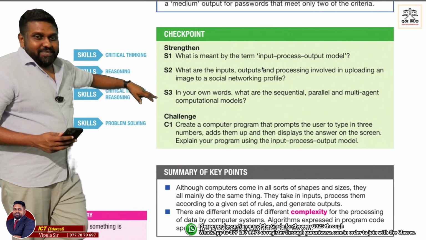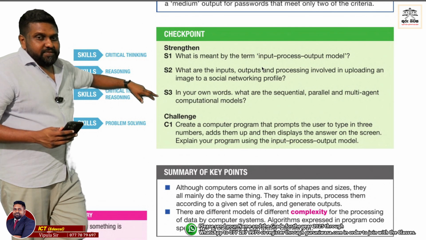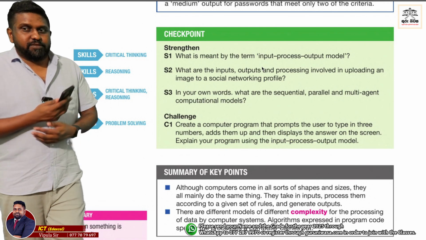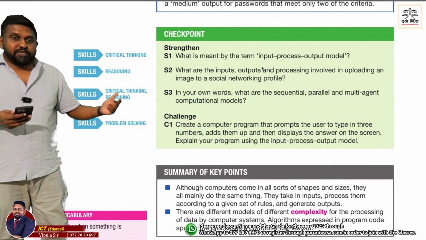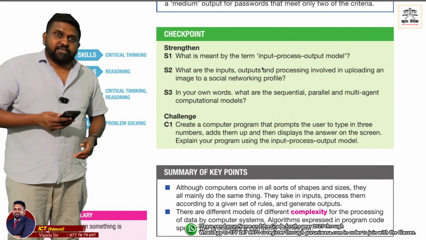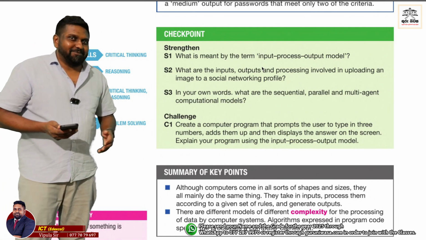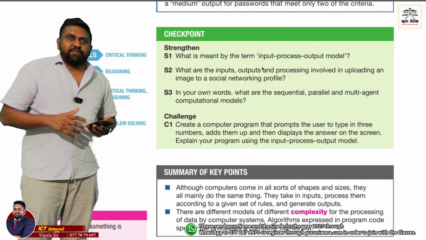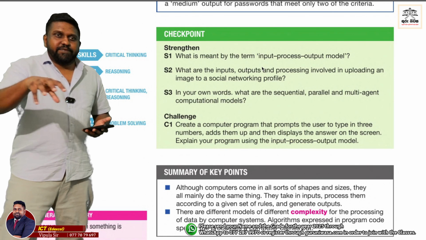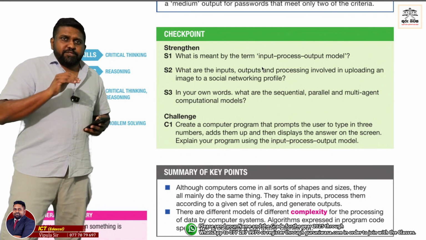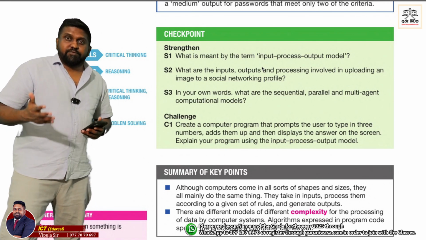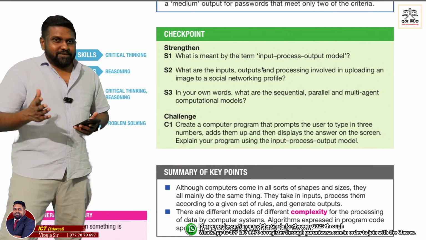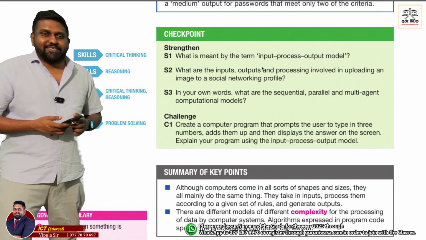Now, in your own words, what are the sequential, parallel, and multi-agent computational models? We learned what is sequential, what is parallel, as well as what is multi-agent. For sequential and parallel, you saw the video, and for multi-agent, I explained the conveyor belt and the potato factory, where you have different agents performing different activities. So I want you to write this from your own point of view, and we'll make this homework. During the next class, I want to go through this and discuss the questions with you.